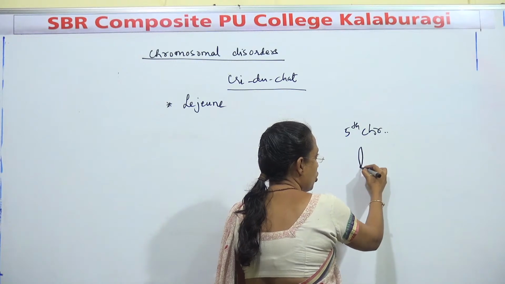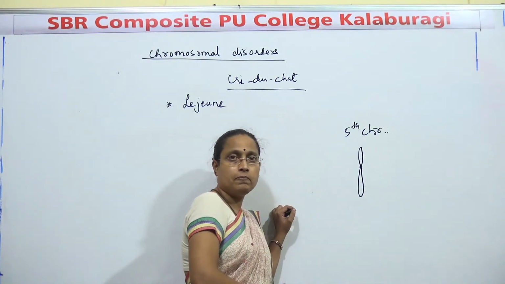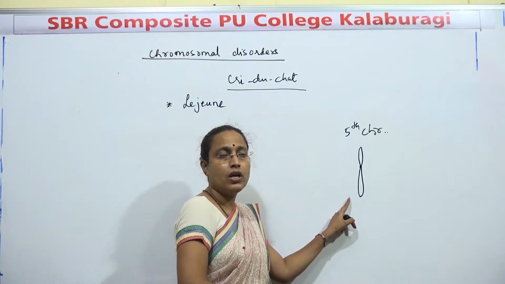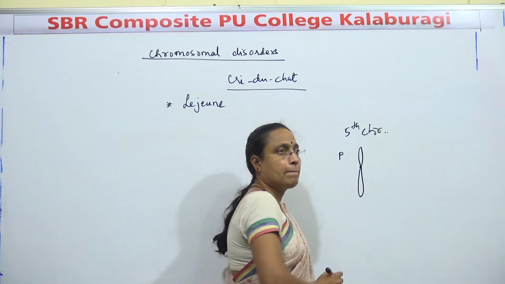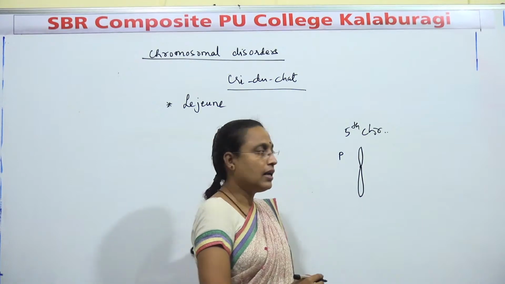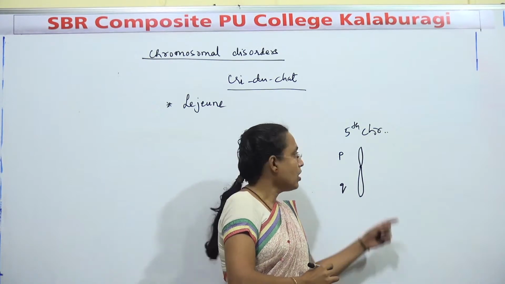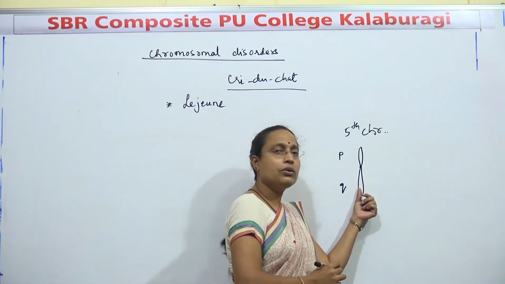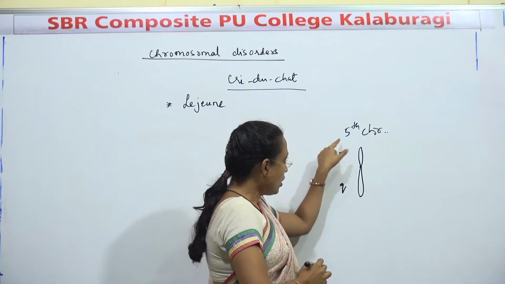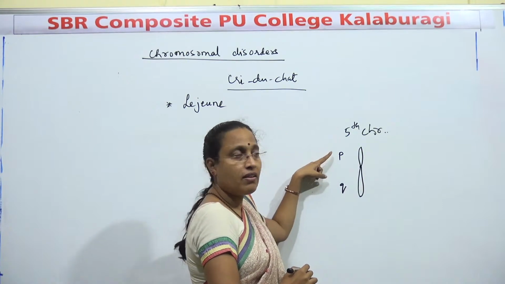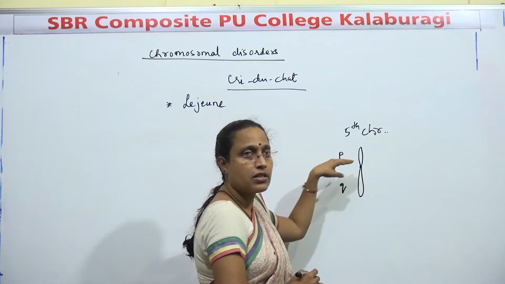So in the fifth chromosome, there will be a short arm, and of course, there will be a longer arm. This is an unduplicated chromosome. Short arm is mentioned as P, petit, like that. The next will be the letter Q. So P refers to the short arm, Q refers to the bigger arm of the chromosome. Now, in the fifth chromosome, what happens? The P arm is truncated. Truncated means cut. So there is a truncation.